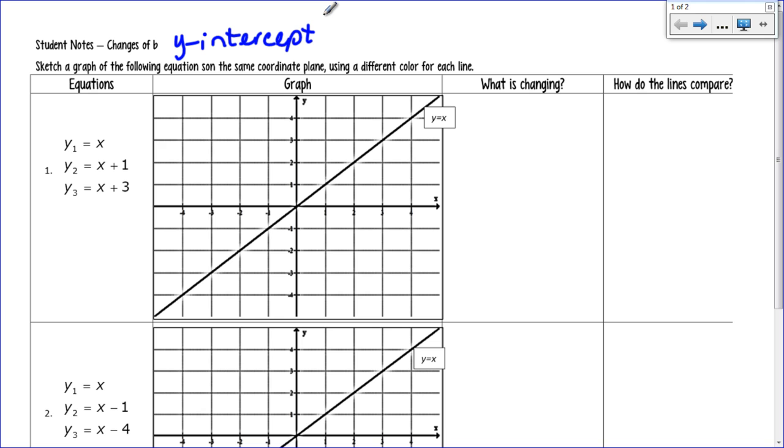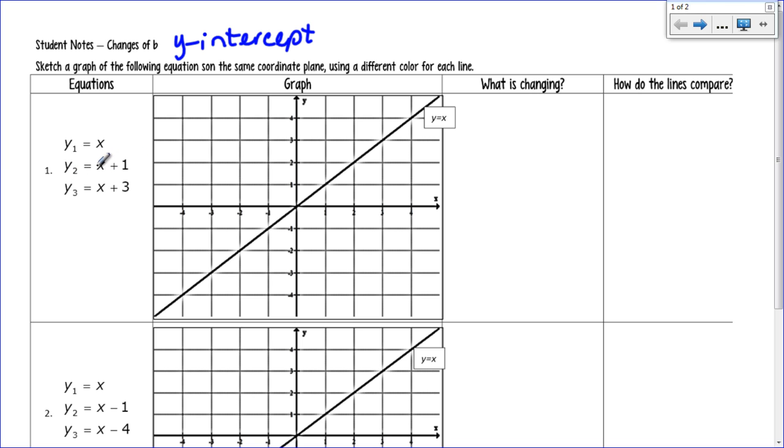You have the parent function y equals x already graphed, and then we're going to graph two others and look at what happens. We're going to talk about what's changing and how the lines compare to each other. Like I told you, y equals x, your parent function, is already graphed on here. The next one is going to be y equals x plus 1.